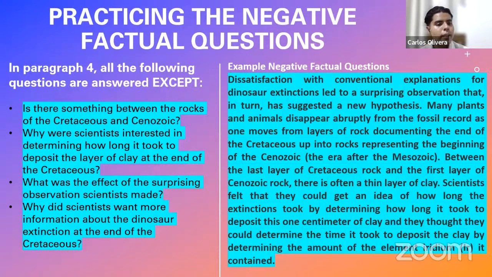Let's go for the first one. Is there something between the rocks of the Cretaceous and the Cenozoic? This is not the intruder, because this answer actually is a topic being discussed in the reading passage. If you look at it, it says, between the last layer of Cretaceous rock and the first layer of Cenozoic rock, what is there? A thin layer of clay. Therefore, this idea is approached and discussed here in the reading passage.